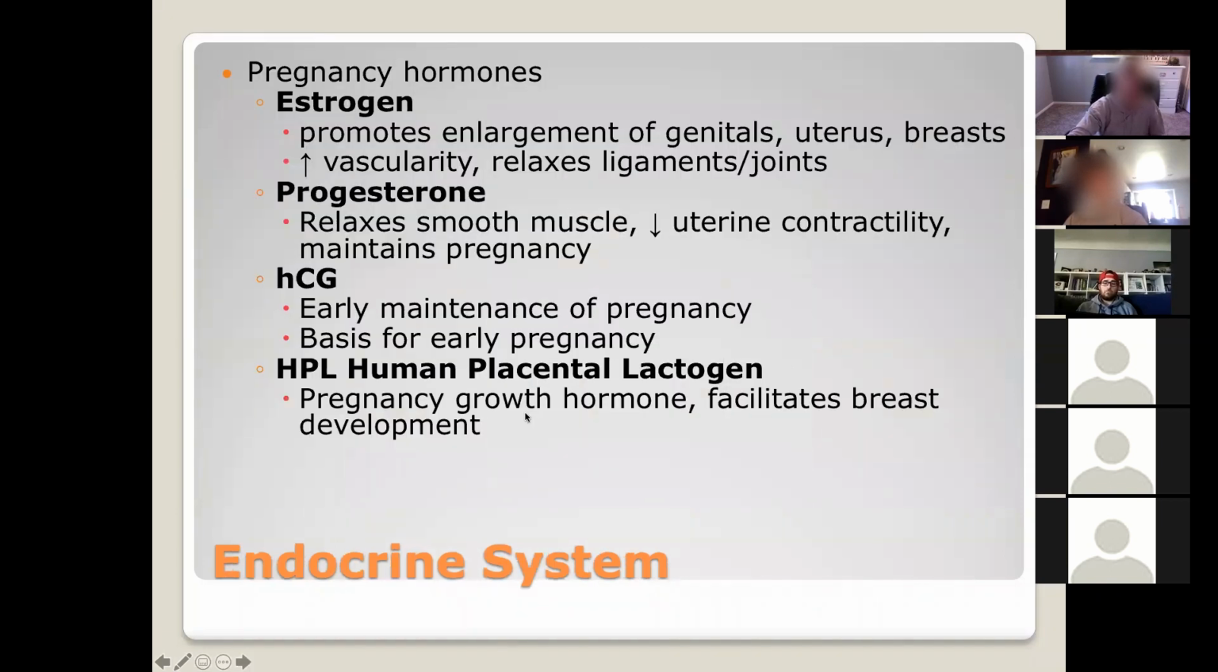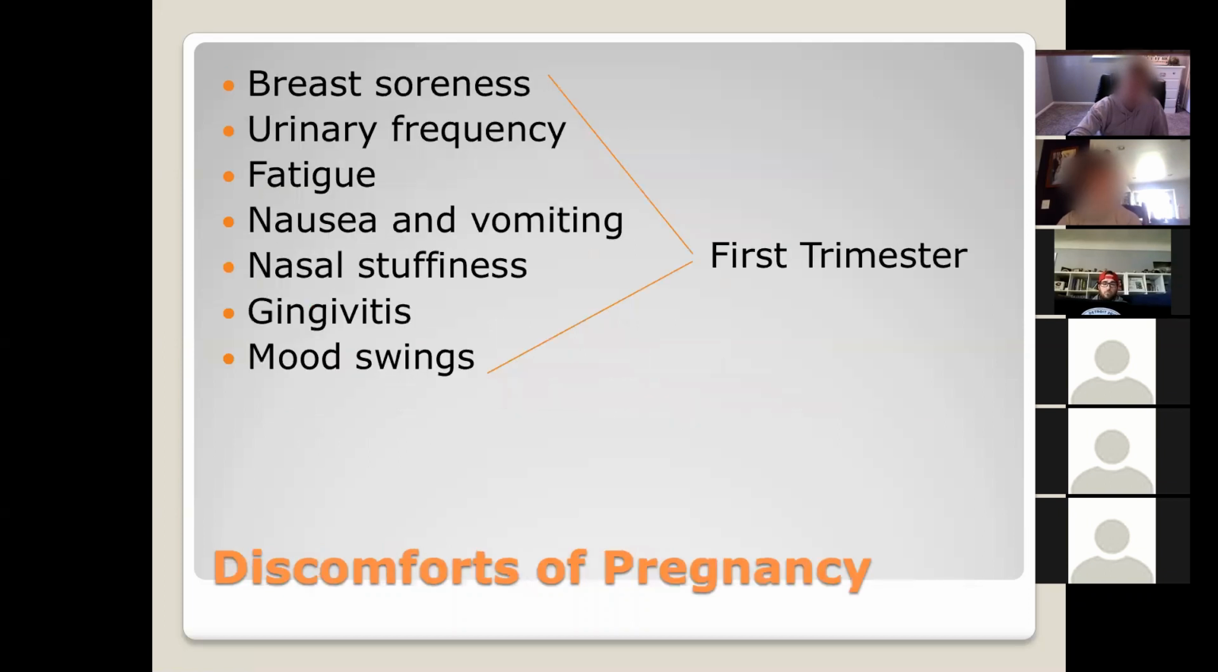The endocrine system. So again, we've talked about estrogen and progesterone. So I'm not going to go into too much more detail about those. HCG, so that's that hormone that you'll see show up on those early pregnancy tests. That's what helps maintain that pregnancy early. HPL, human placental lactogen, so that's the pregnancy growth hormone. Okay, so this helps facilitate breast development also, that type of thing. But really focus on the estrogen and progesterone for the most part. Okay, don't stress too much about the other 2 hormones. Just have heard them before.